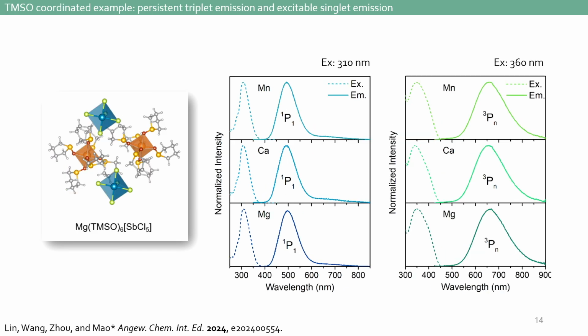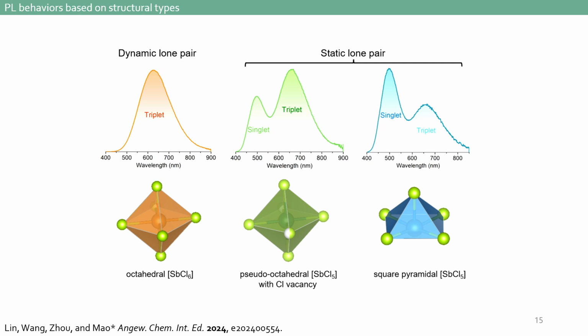But then if you look at a different structural type, which here is antimony chloride 5, with the same formula but a different coordination geometry, I think a square pyramidal one, you see the difference when you change the excitation: here only the singlet and here only the triplet. So we made a summary of this phenomenon that we observed.